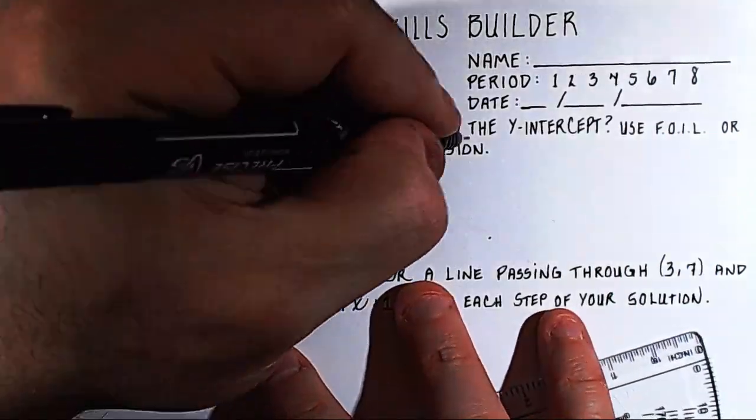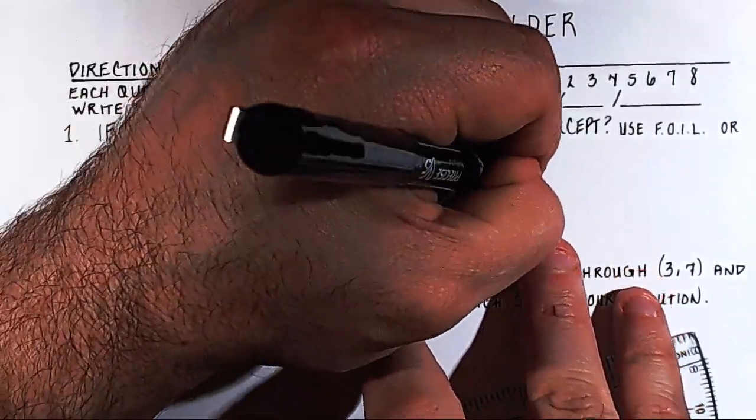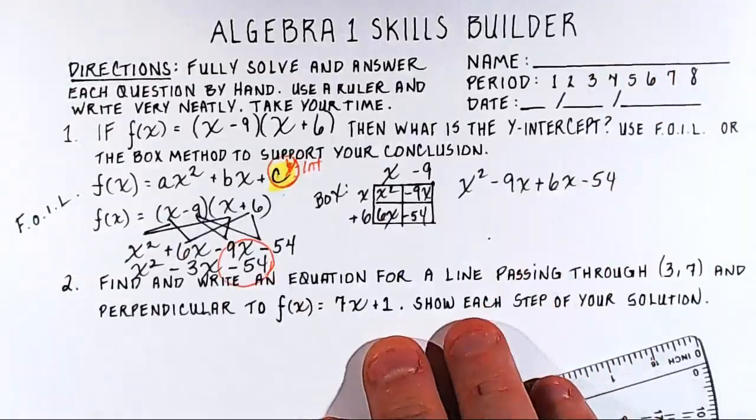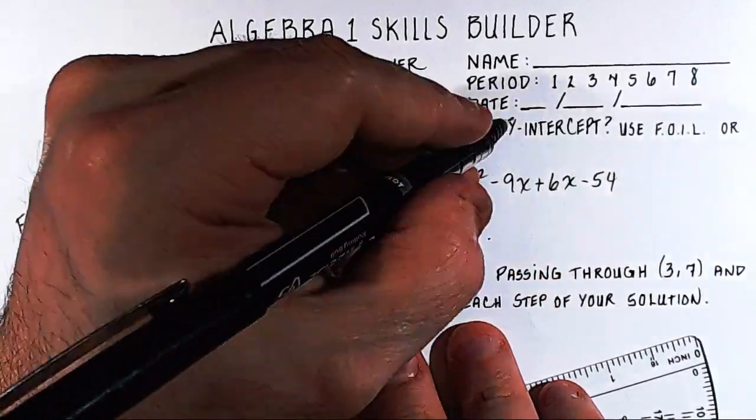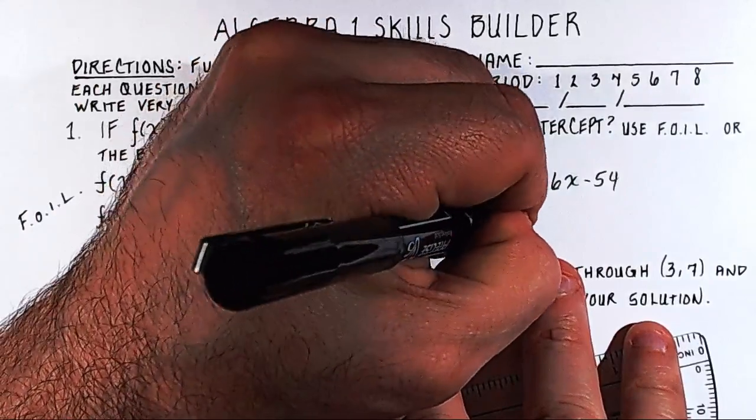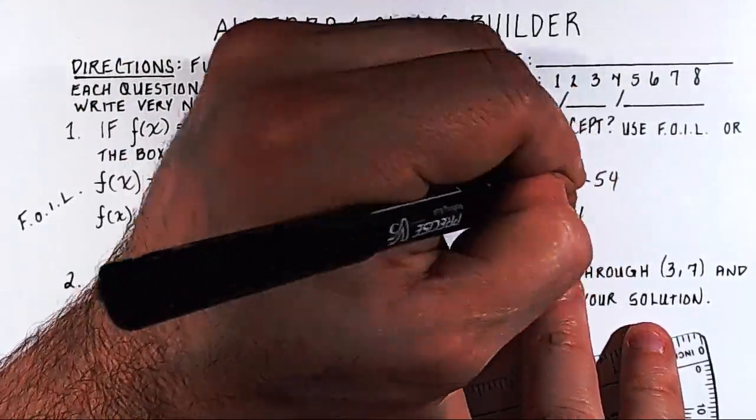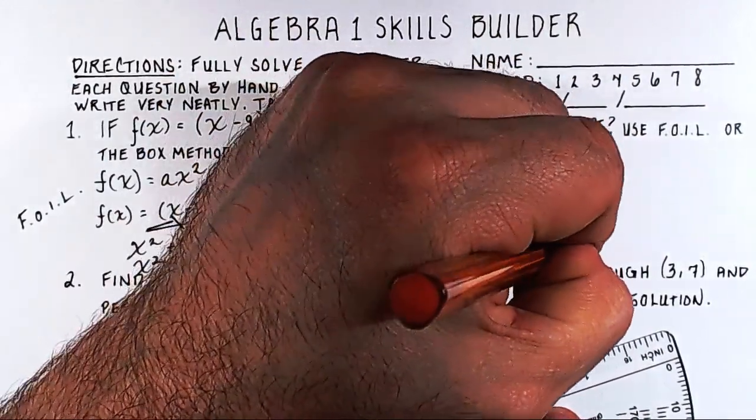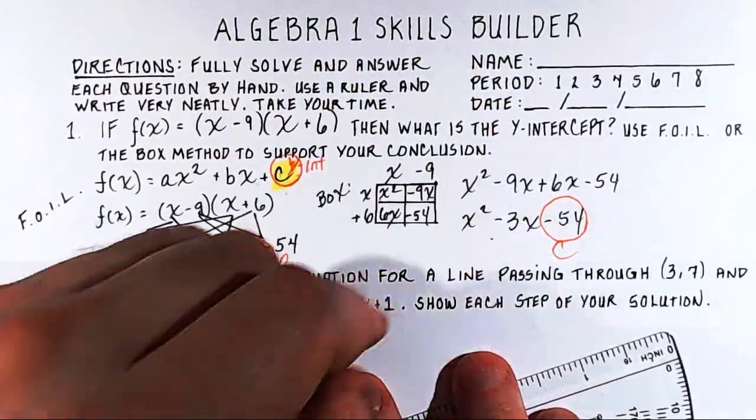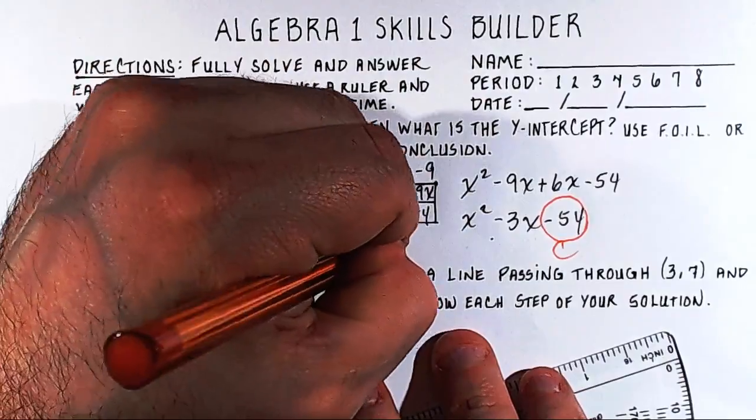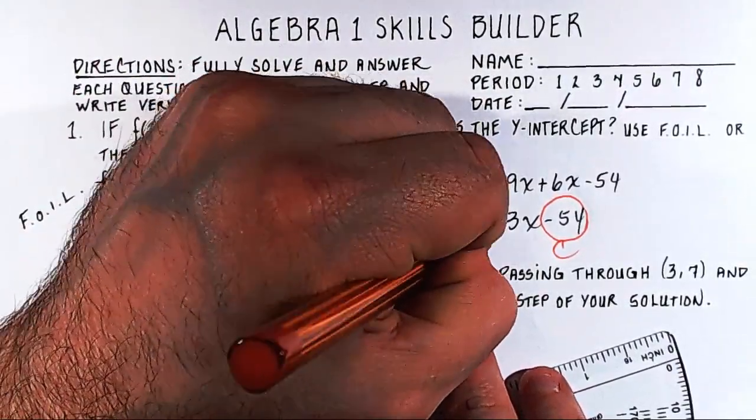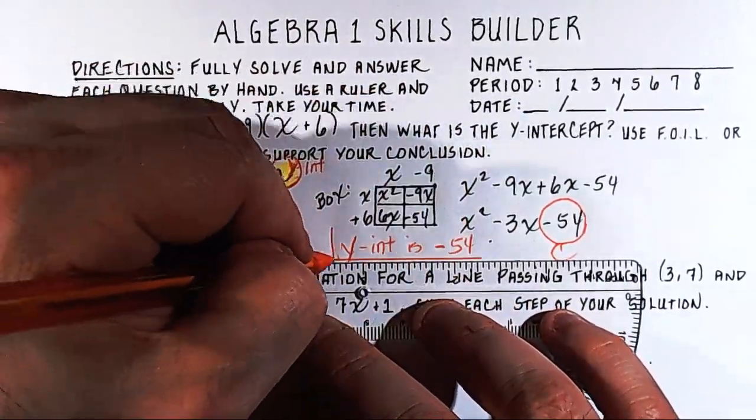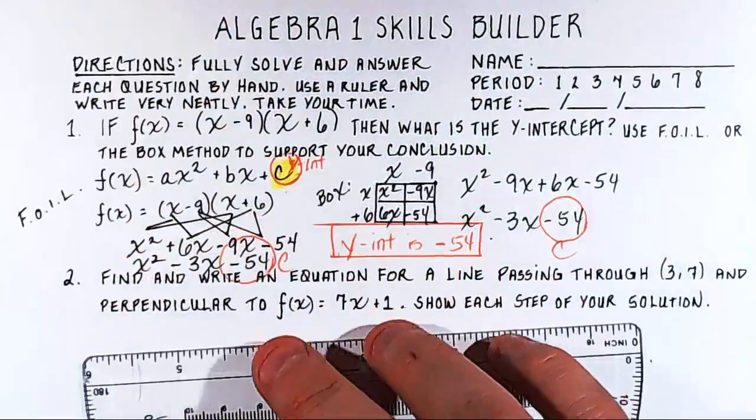And now we just write that all out. You write x squared minus 9x plus 6x minus 54. Again, combine like terms in the middle, and you've got x squared minus 3x minus 54. And once again, we can circle the c term. This is the c term. This is the y-intercept. So the y-int is negative 54. There's your actual answer, and you've shown how you got it. Good. That's all there is to number 1.